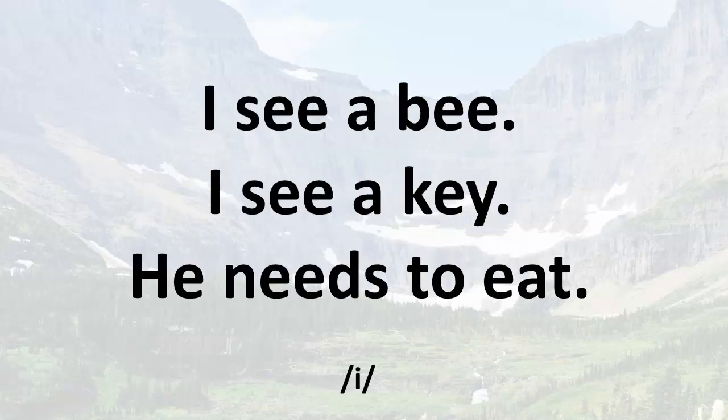Let's try a couple of sentences. Remember the sound here is E. So you can say, for example, and pronounce this well, I see a bee. I see a bee. I see a key. I see a key.